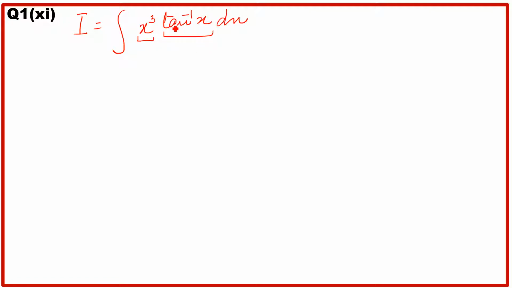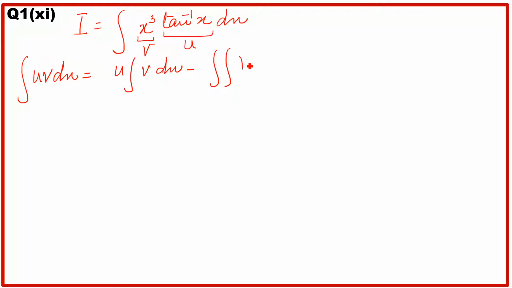I told you that if you have an inverse trigonometric function, you have to consider it as the first function u, and the algebraic function is v. Right? The formula one more time I can write down for you: the integral of u v dx is equal to u times the integral of v dx, minus the double integral of the integral of v dx times d by dx of u dx. So wherever we have u in the formula, we write tan inverse, and for v we write x cube.